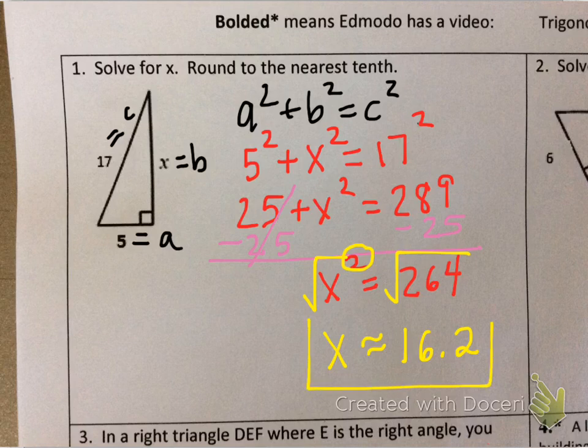And that makes sense because if we look at the right triangle again, x is not the hypotenuse. The hypotenuse is 17, so x should be less than 17.